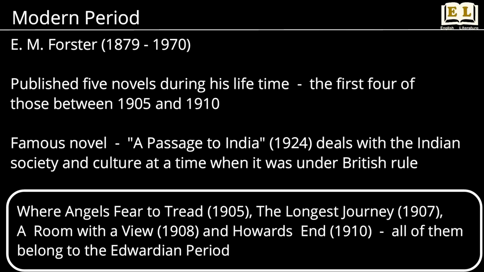E.M. Forster was one of the great English novelists. He published 5 novels during his lifetime, the first 4 of those between 1905 and 1910. His famous novel, A Passage to India, deals with Indian society and culture at a time when it was under British rule.